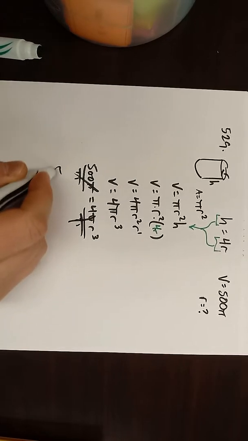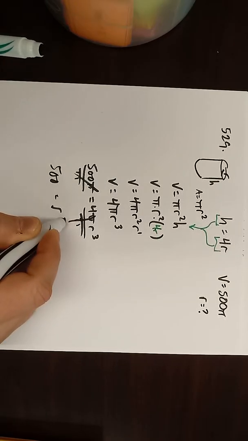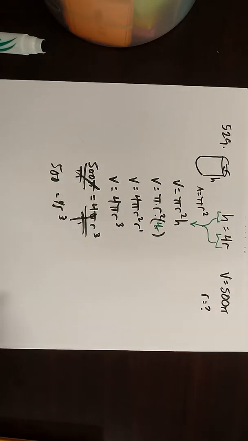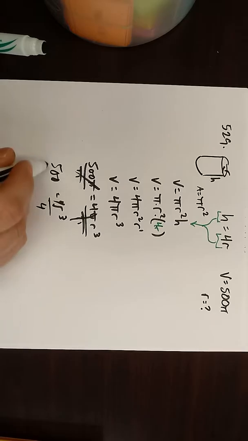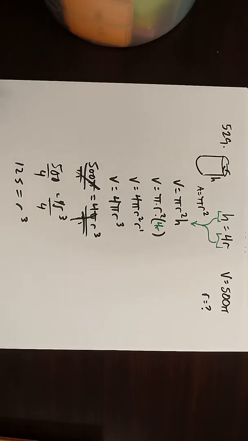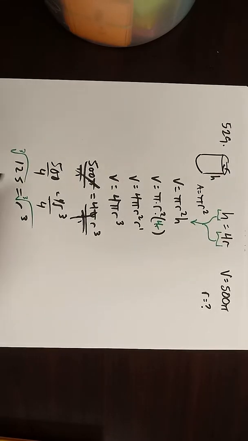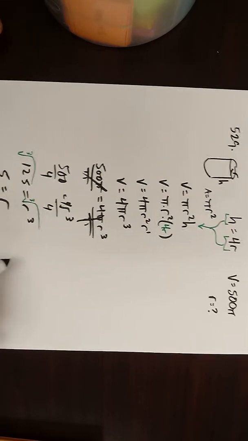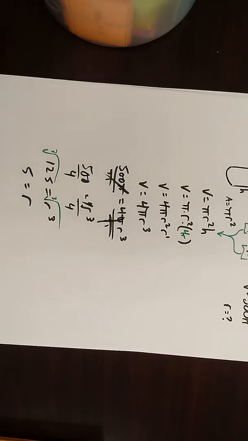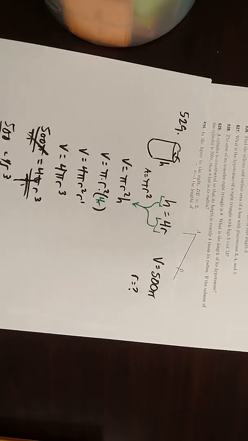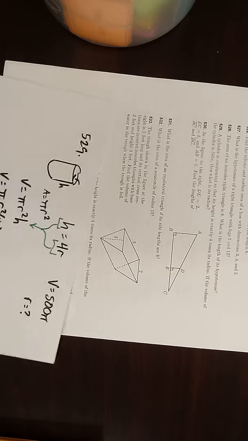We almost have this done. 500 is equal to r cubed. Oh, no, forgot the 4, right? So 4r cubed, I'll divide both sides by 4. That's 125 is equal to r cubed. So when we take the cube root of that, we'll get r is equal to 5. So that's the first of our kind of challenging things that we're going to come across. I think the other one I wanted to look at was 530.